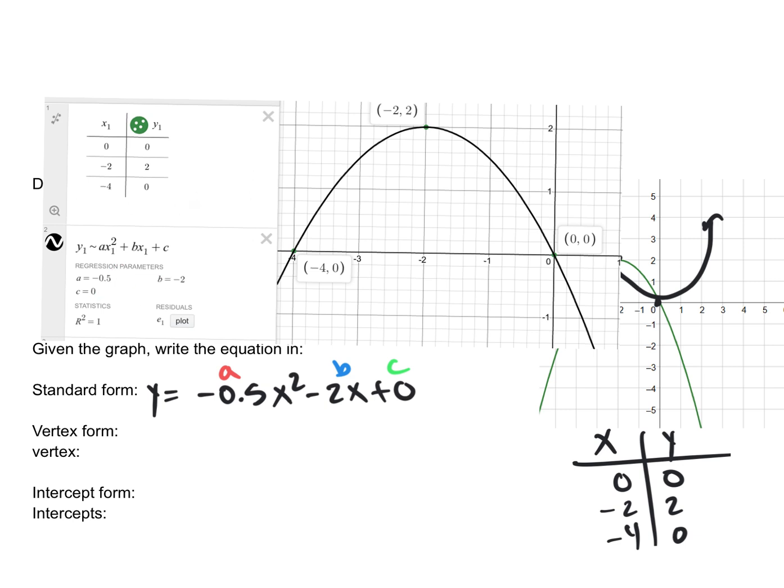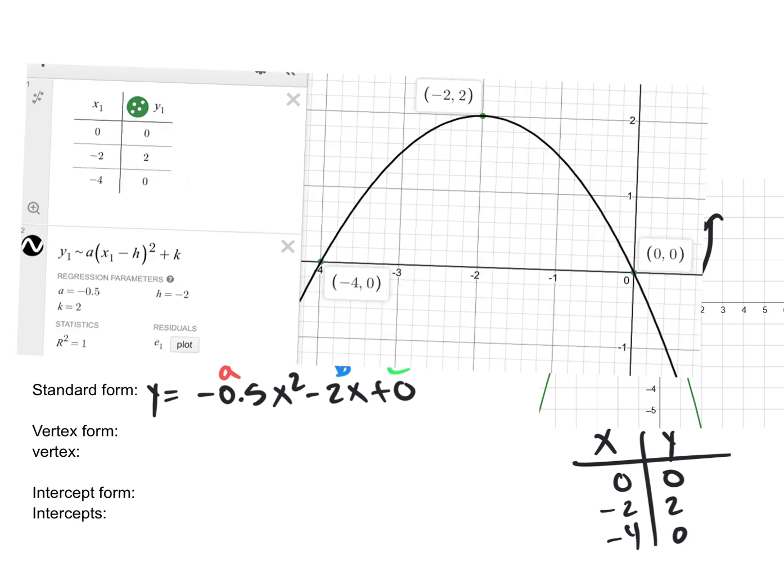For example, for vertex form, I go to Desmos, I type in... So this is the one I use for vertex form. Notice it looks like the vertex form equation where you have a(x minus h) squared plus k. So for this one, we use a, h, and k. So y is equal to my a value, which is also -0.5. Hopefully you see that pattern. And then x minus the h value, which is a -2. So minus a plus -2, so it changes it to a plus. And then my k value, which is 2. This is a, h, and k.